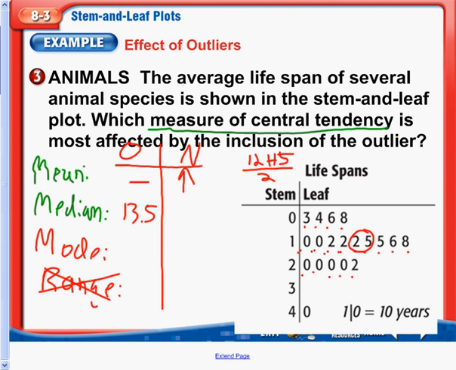Then looking at our mode. Our mode, the one that appears most often, does not change at all. It is 20 because that appears 4 times. So mode, unchanged. Mean, increase.